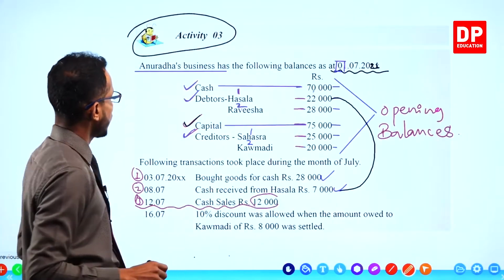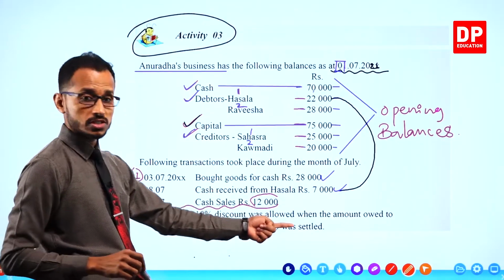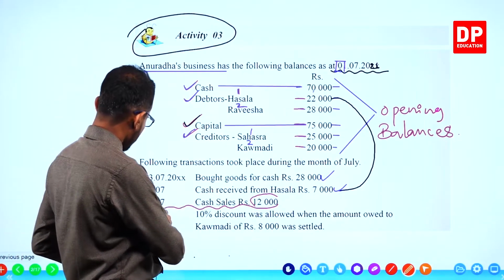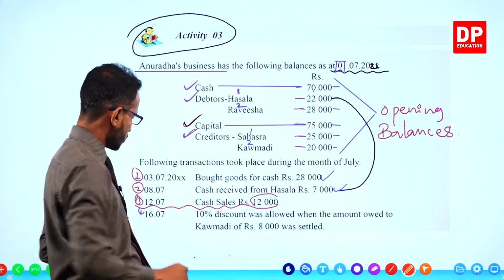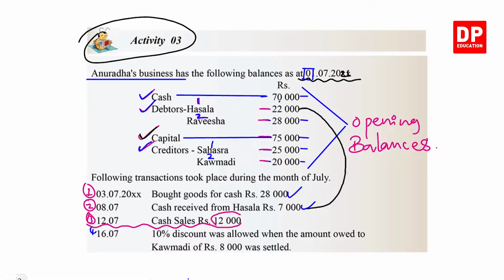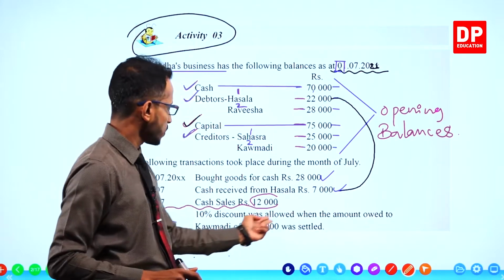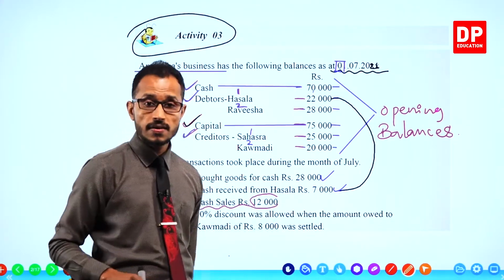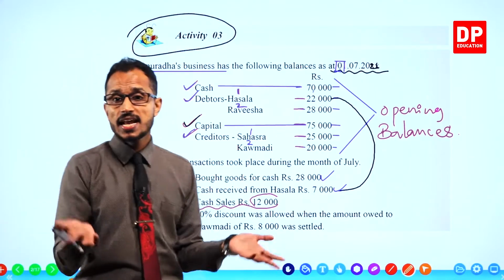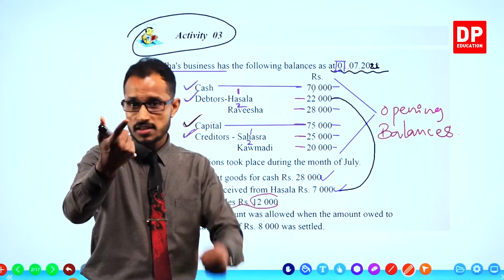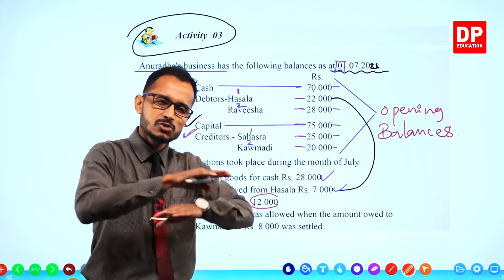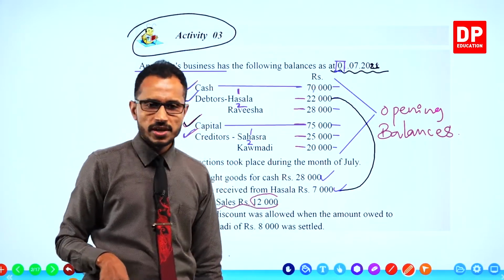Going back and checking the last transaction on this page. This is the fourth transaction. Okay. 16th of July. 10% discount was allowed when the amount owed to Kaumadi 8,000 was settled. We have settled an amount, which means we have paid to somebody to settle the amount we are owing.